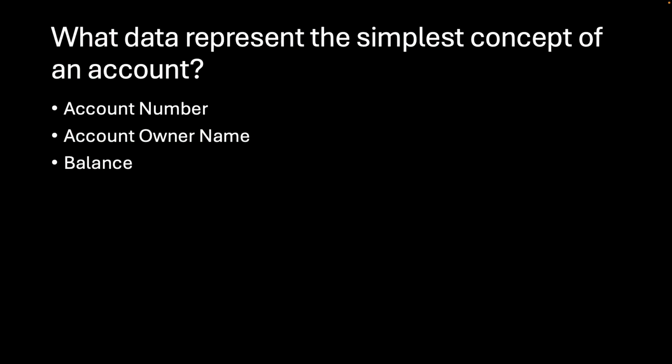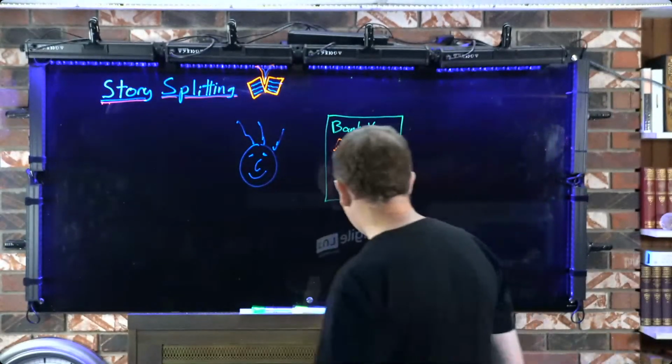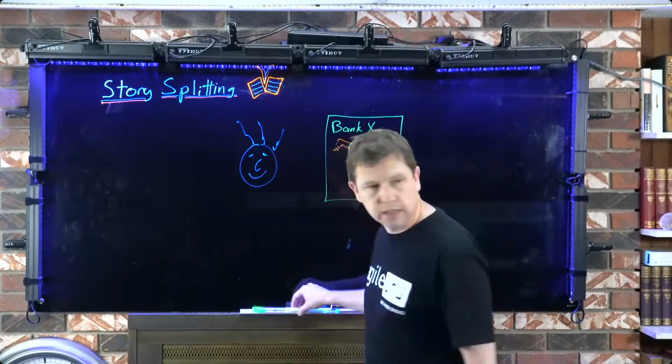What data represents the simplest concept of an account? It might be the account number, the account owner name, and maybe the balance. Now, we might be able to say that really the account owner name we don't need at this point. We just need an account number and a balance. Or we could go even simpler and say it's just the account number. There's not a right or wrong answer as far as what we put in here, but the point is we want it to be very small. So maybe we end up doing something like this.